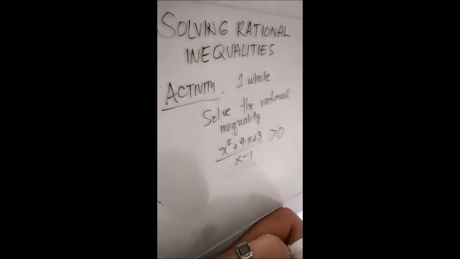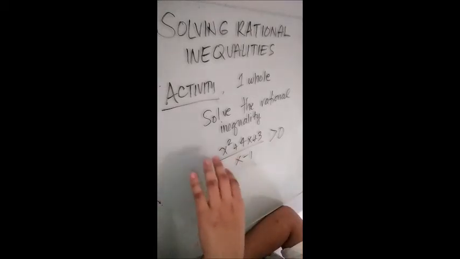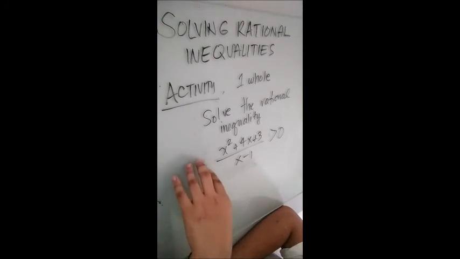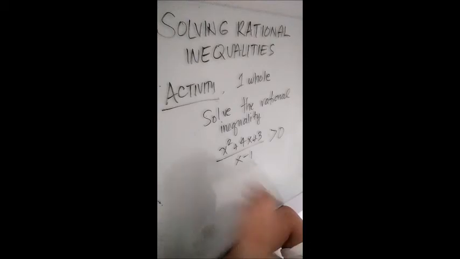Okay, so it's your time to solve. Please write this on one whole sheet of paper. Solve the rational inequality x squared plus 4x plus 3 over x minus 1 is greater than 0. You're going to answer this one on a whole sheet of paper, and then we will solve it. You will take a picture of your solution, and then comment this on this topic so that I will know that you have solved this activity.